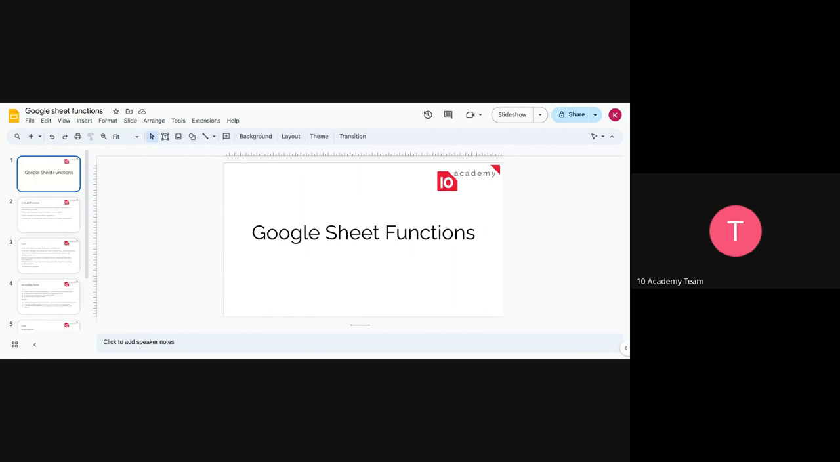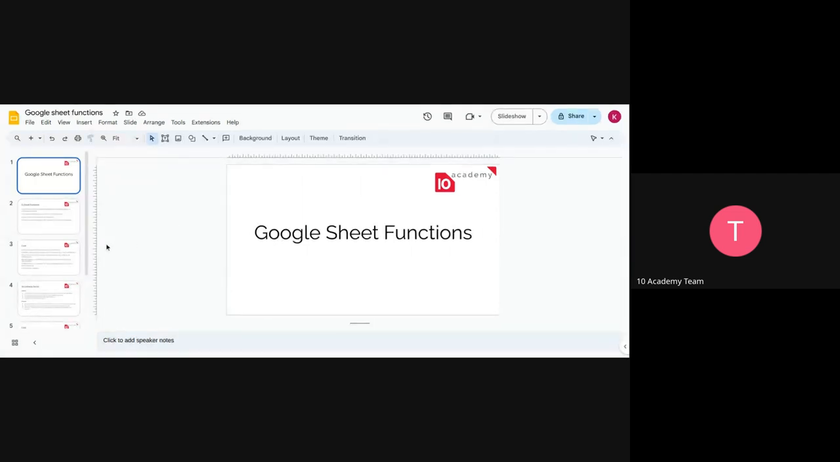Okay, thank you. So we're going to have a look at some of the functions found in Google Sheets and some of the accounting terms that are present in the training document. If you have any questions, make sure to raise your hand or just open your mic and speak.